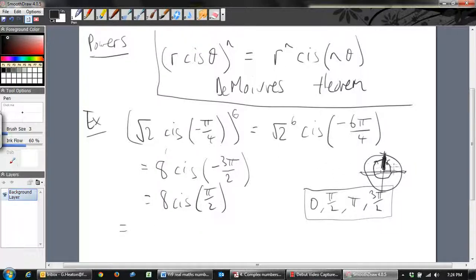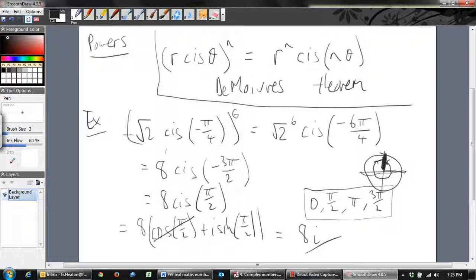If you think about it, cis pi on 2 is going to have no real component. It's only going to have an imaginary component, because that's 8 cos pi on 2 plus i sine pi on 2, which is equal to, what's cos of pi on 2? Well, cos of pi on 2 is equal to 0, so that disappears. Sine of pi on 2 is equal to 1, and so what you're going to get is 8i. Isn't that good? So you get this big complex number, you raise it to the 6th power, and you just get 8i. And so that is de Moivre's theorem, and we'll go into a bit more depth on that in the next video.